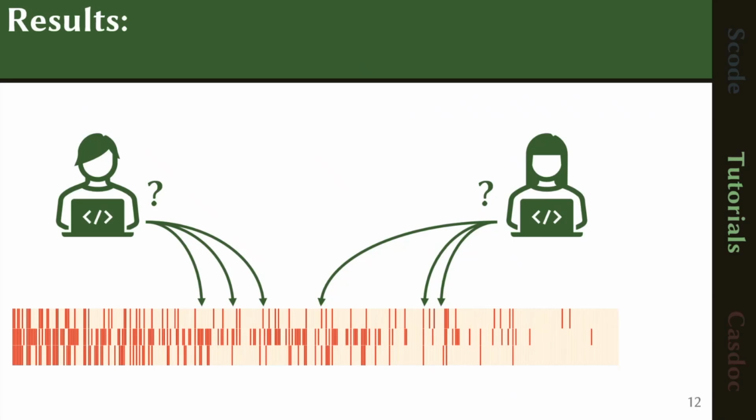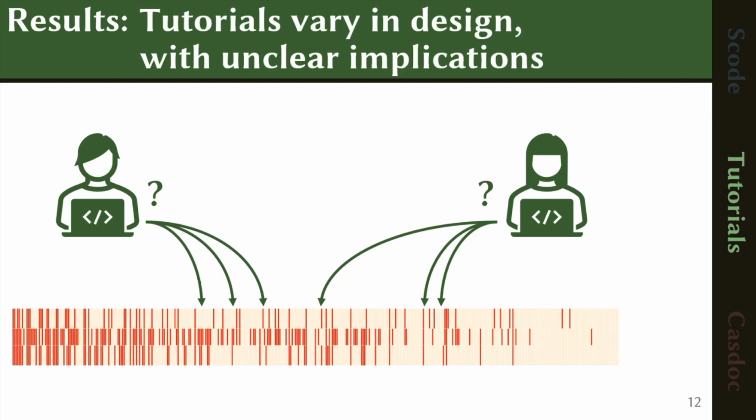And this is a problem, right? If I'm a user, I want to learn about a few different topics that I know in advance. It's hard to know which one, if any, will cover that topic. And for different users with different information needs, this problem is even more complex. So this is one example, but it is the main result across all different patterns. The tutorials vary in their design, but it's unclear whether this variation is intentional and what the implications are on specific audiences.